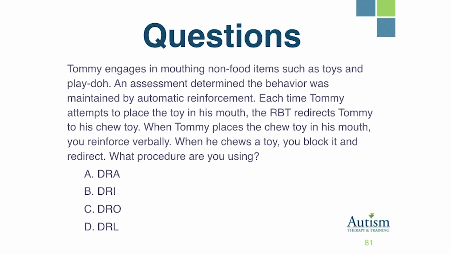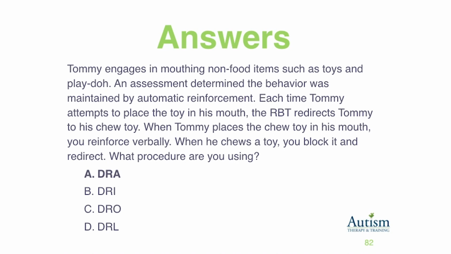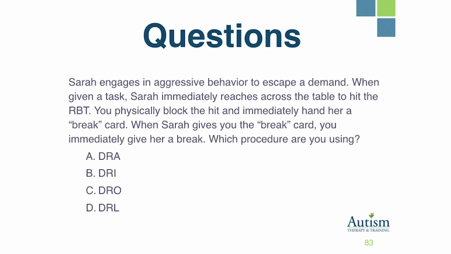A. DRA, B. DRI, C. DRO, or D. DRL? And the correct response is A. DRA. Sarah engages in aggressive behavior to escape a demand. When given a task, Sarah immediately reaches across the table to hit the RBT. You physically block the hit and immediately hand her a break card. When Sarah gives you the break card, you immediately give her a break. What procedure are you using?